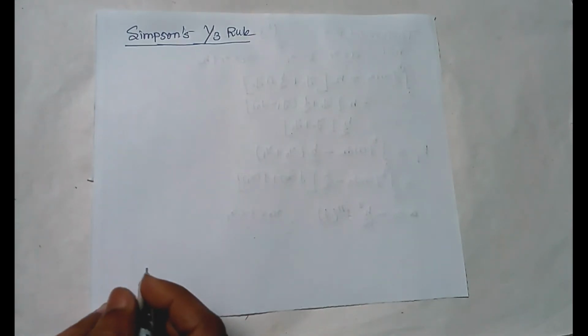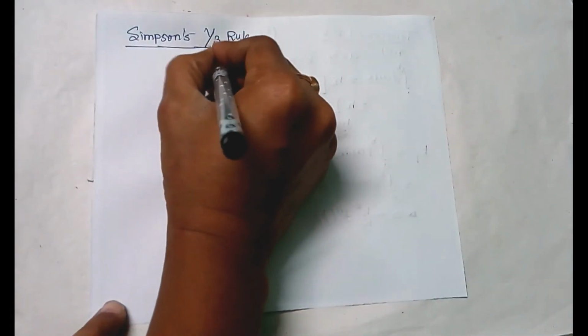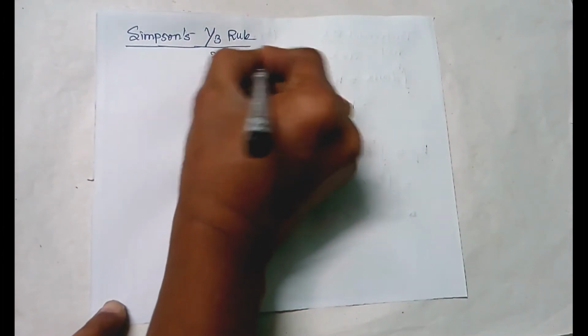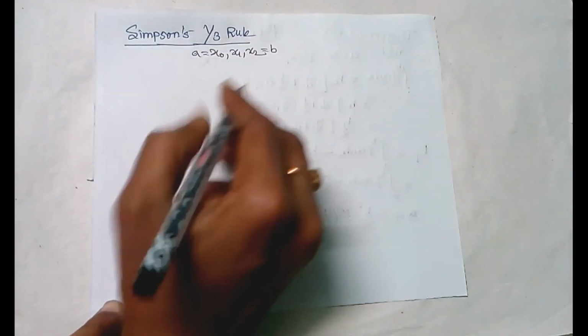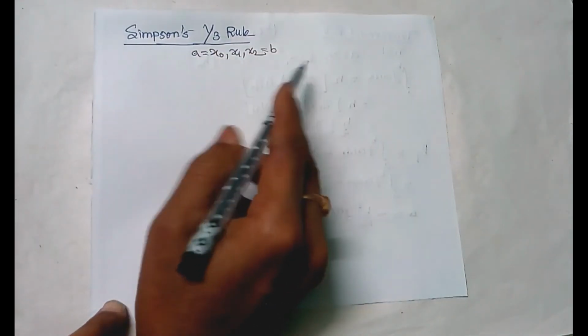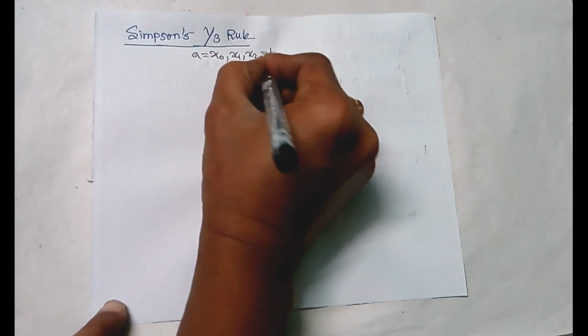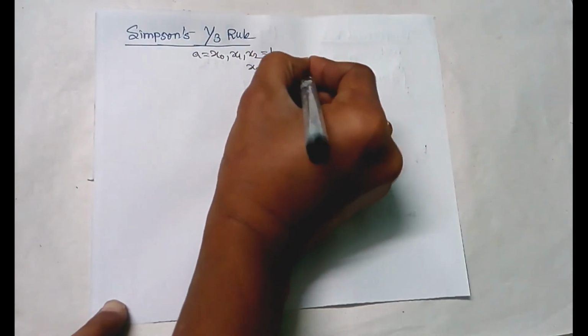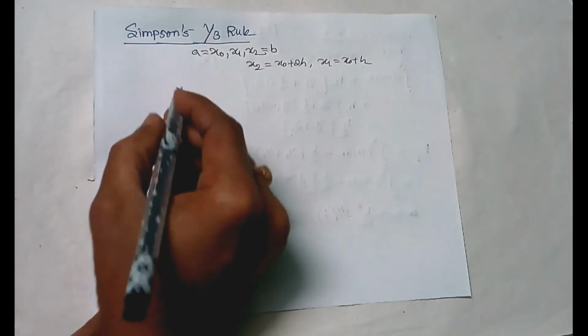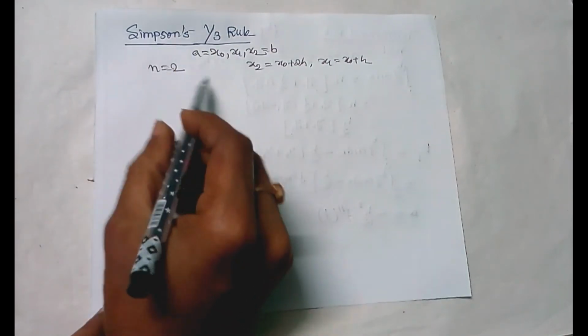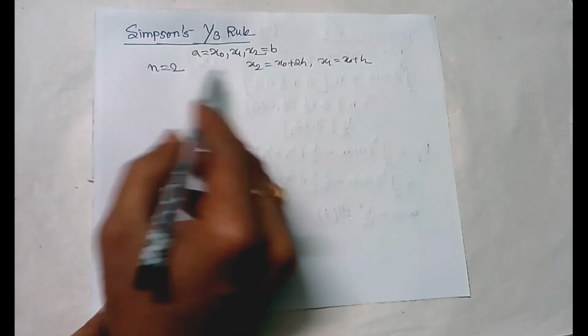Next, we consider one more particular form of Gauss-Legendre quadrature formula. This is called Simpson's one-third rule. In this case, we shall consider 3 points, namely x0, x1 and x2. And remember that x0 is equal to a and x2 is equal to b. Actually, we are considering 3 equidistant arguments. So x2 equal to x0 plus 2h and x1 equal to x0 plus h. In this case, we put n equal to 2 because we have 3 arguments and 2 intervals.